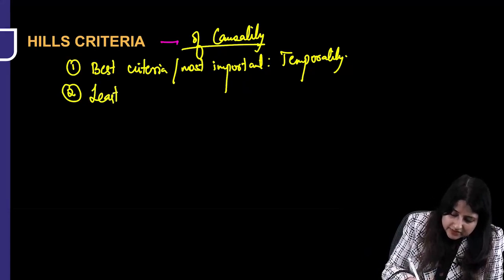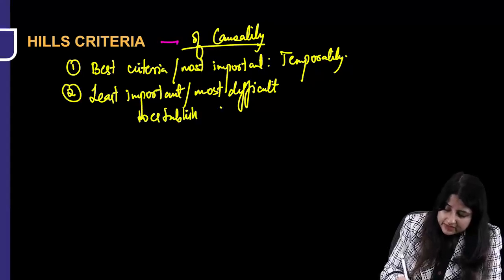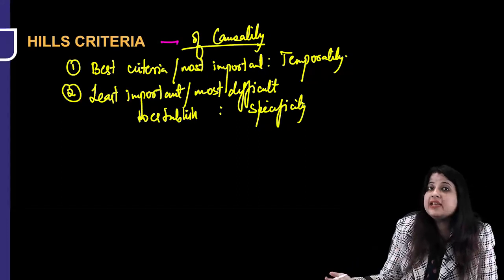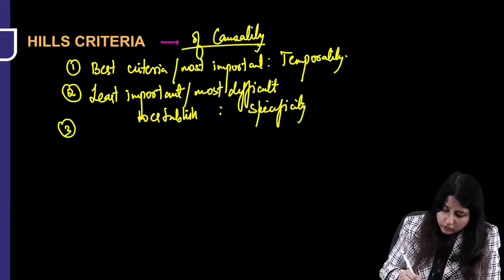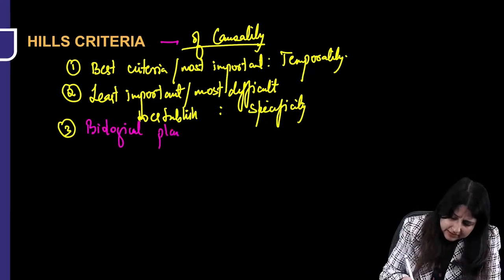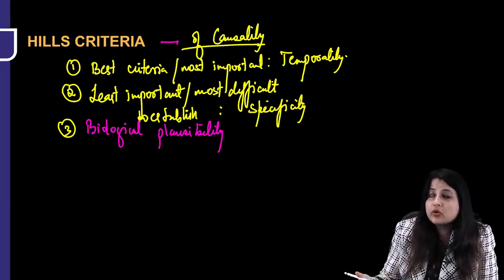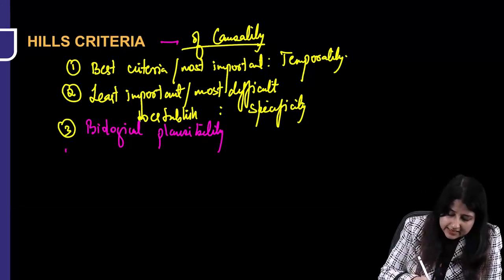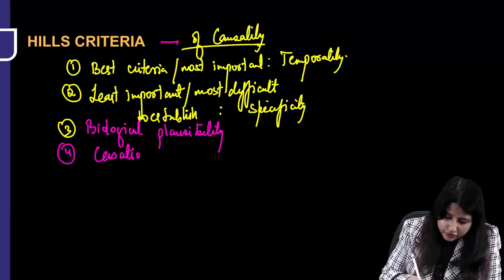Then ask yourself, which is the least important criterion, or the most difficult to establish? This is specificity. Smoking only leads to lung cancer? No, it can lead to so many things. So that's the least important. Then we will go in alphabetical order, like biological plausibility. Whatever I say, if I say smoking leads to lung cancer, it should have biological support, because smoking will cause inflammation of the lung parenchymal tissues.